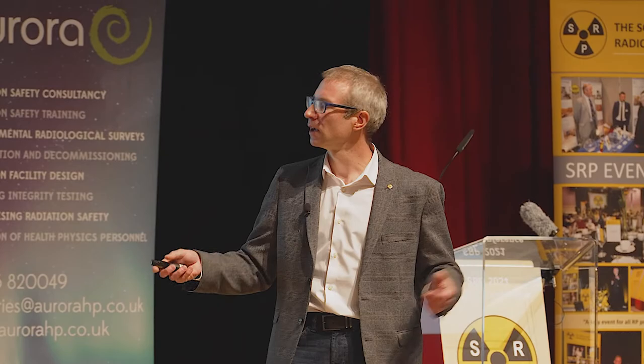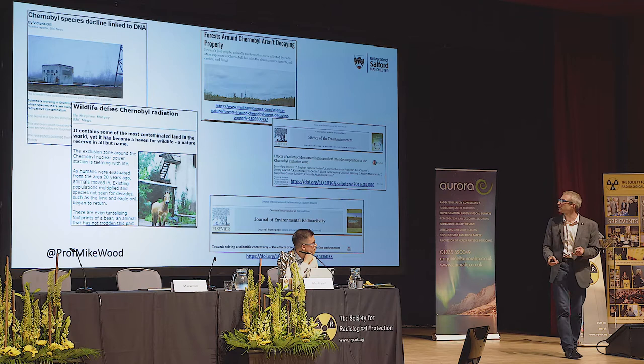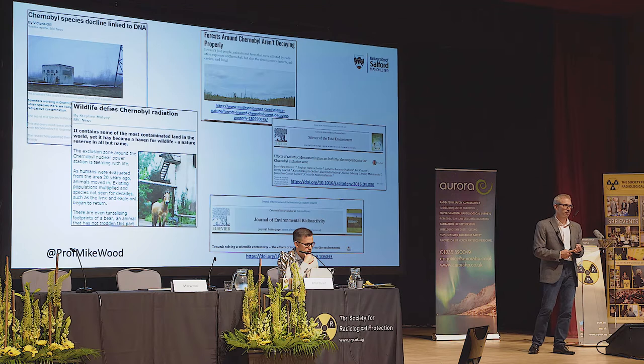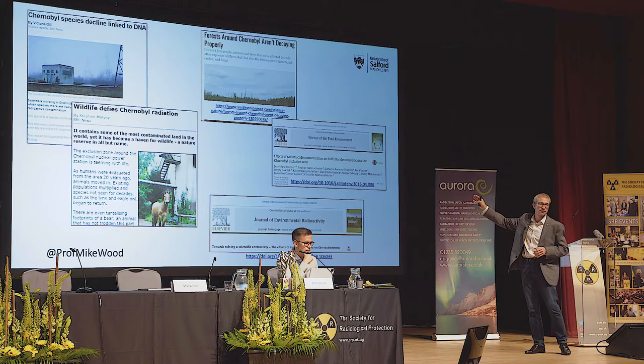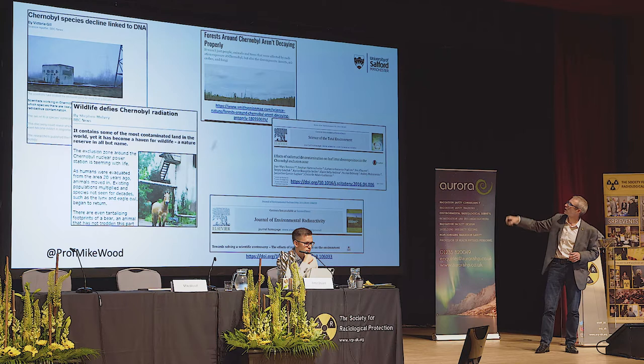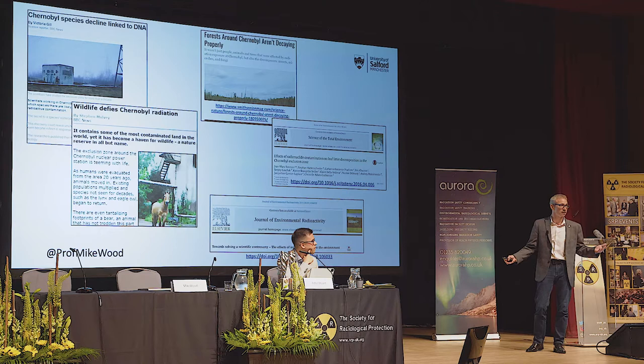If you look here, we've got, over on the left, two headlines from the BBC. We've got Chernobyl species decline linked to DNA, and wildlife defies Chernobyl radiation. So two very contrasting headlines, linked obviously to different studies that have been undertaken. Over on the right, we have another example. So we've got forests around Chernobyl aren't decaying properly. And we contrast that with the findings of this paper, which actually says that irrespective of radiation level, decay rates in the zone are pretty much the same.